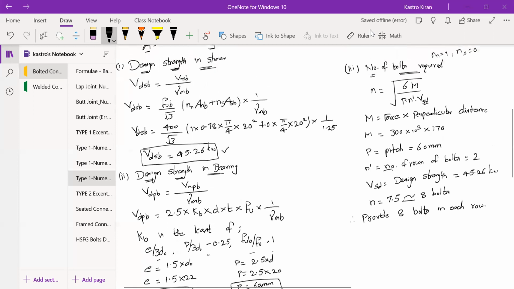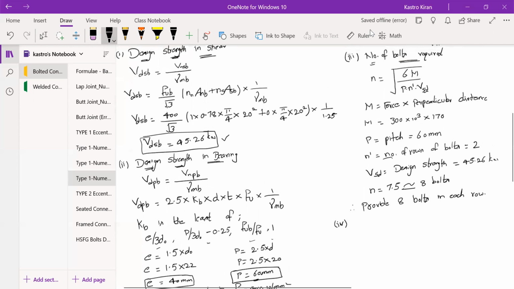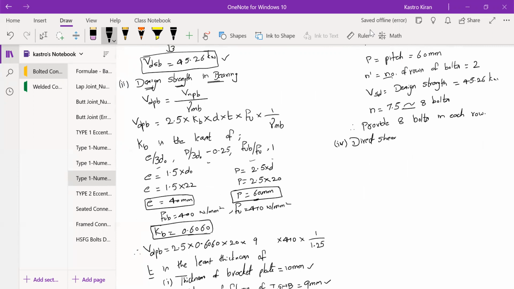Now let's find out the force values. Here in bolts, we have 2 types of forces. The first one is direct shear force. The direct shear force is denoted with the symbol F1. F1 equals, there is a fixed formula, which is load by N, where N is number of bolts, or the total number of bolts.